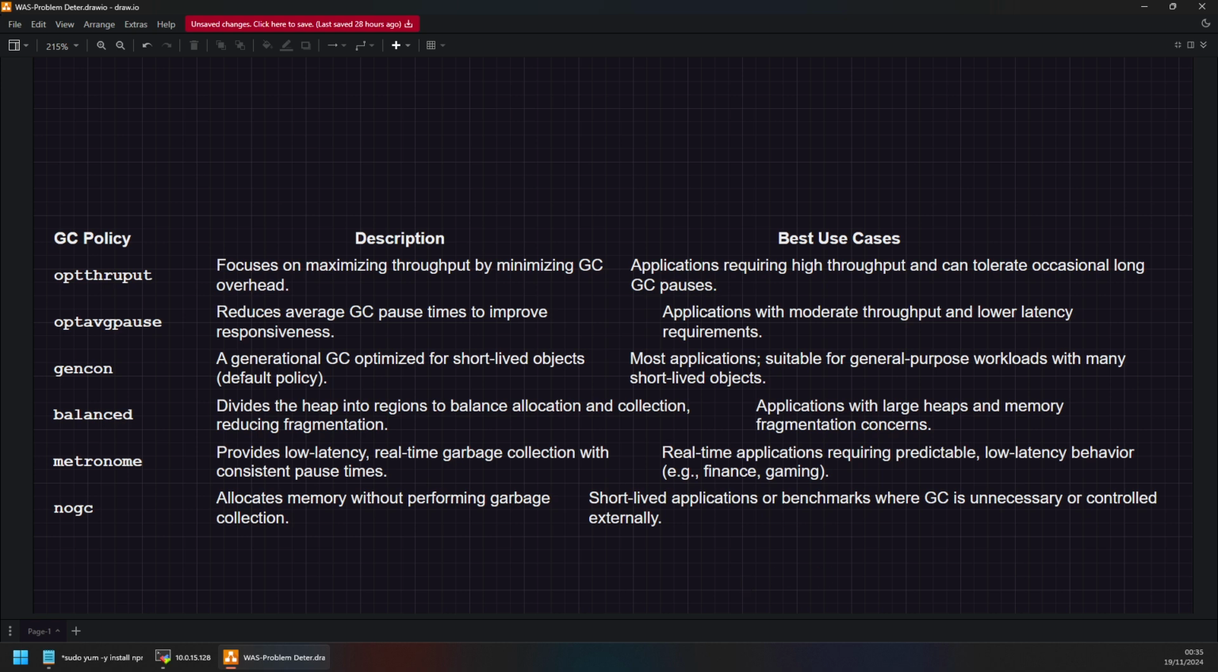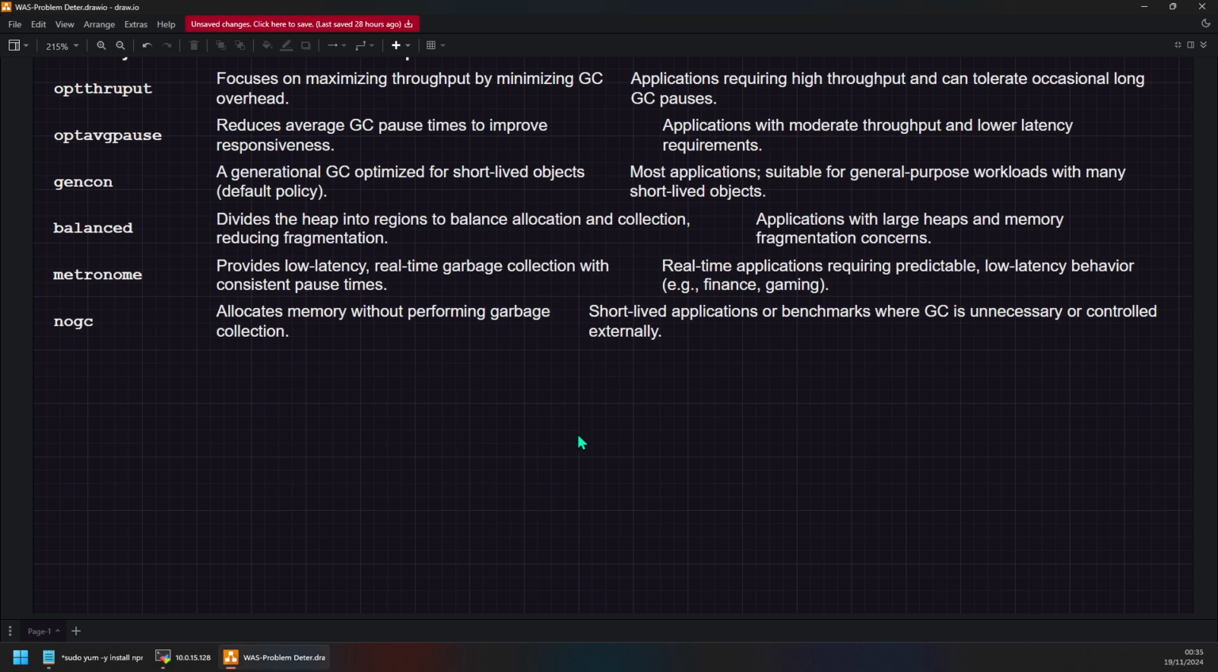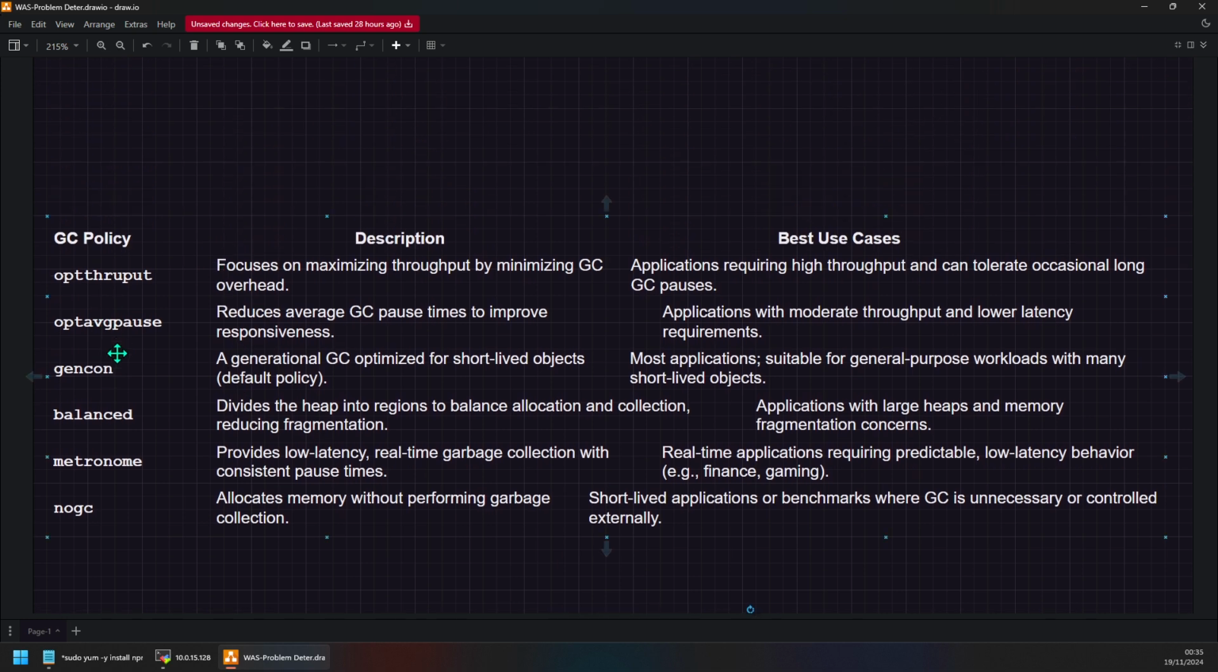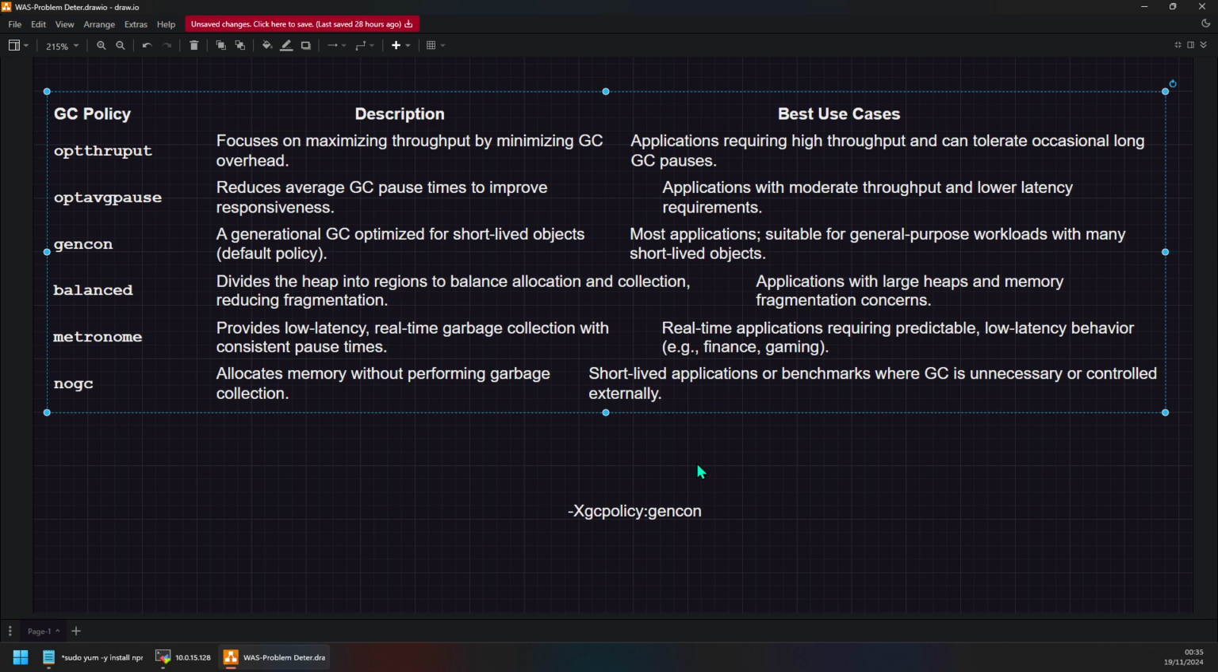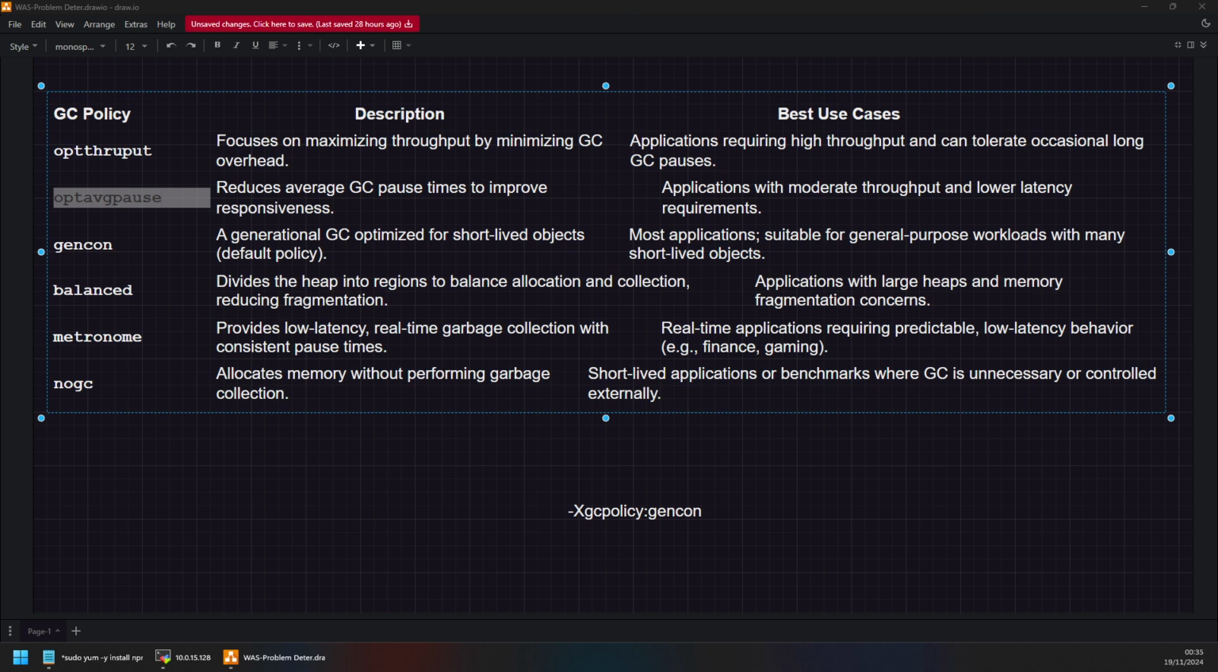Now, how do we set the GC policy on your system? You have an option to set the GC policy. You can put this under your JVM arguments, and this one parameter is enough for you to set it out. So here you can say Xgcpolicy colon gencon. Gencon will create this generational one over here. And you can replace this with balanced, you can replace this with optavgpause. So likewise you have other things you can replace it with.